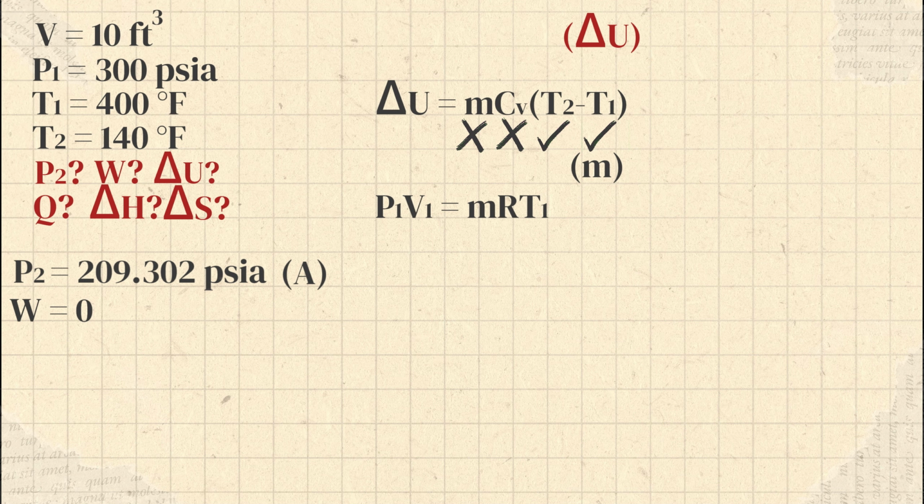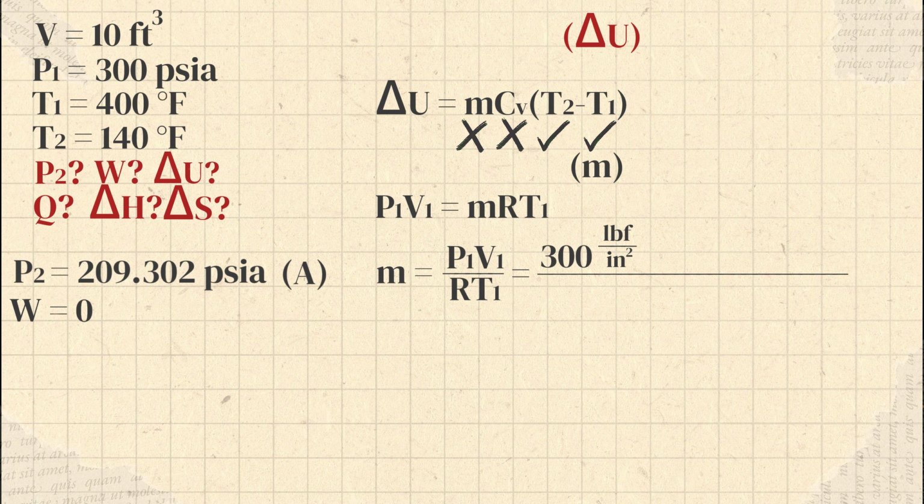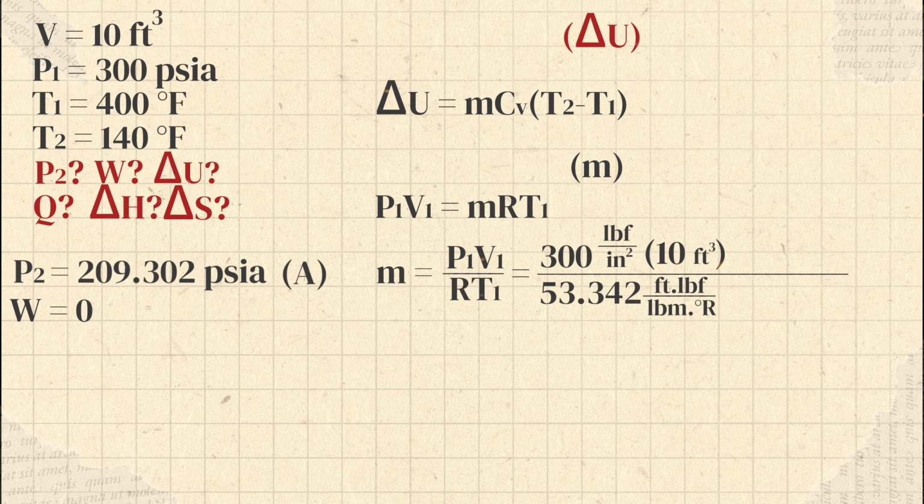Then, isolate lang natin yung mass. So, magiging P1V1 over R T1. Then, mag-input tayo ng value. For the P1, we have 300 pound force per square inch. For the volume, we have 10 cubic feet. And for the R, we have 53.342 foot-pound force per pound mass degree Rankine. For the temperature, we have 860 degrees Rankine.